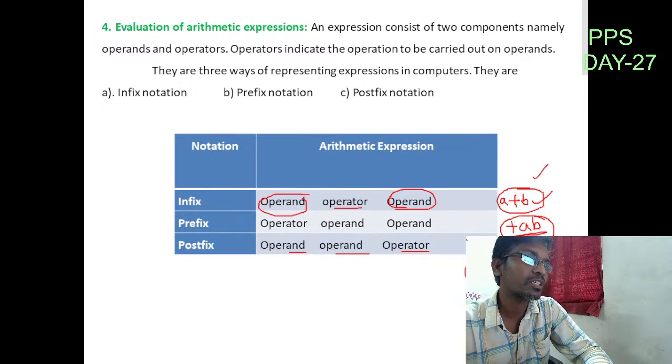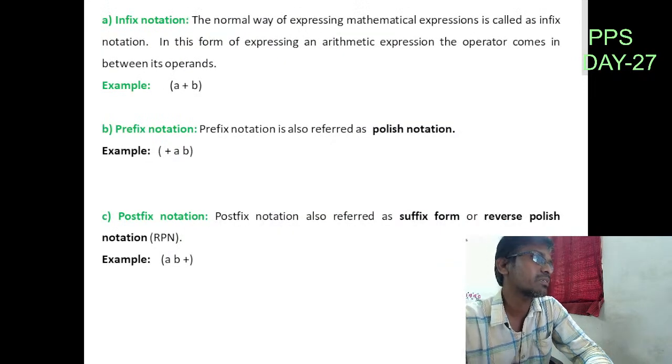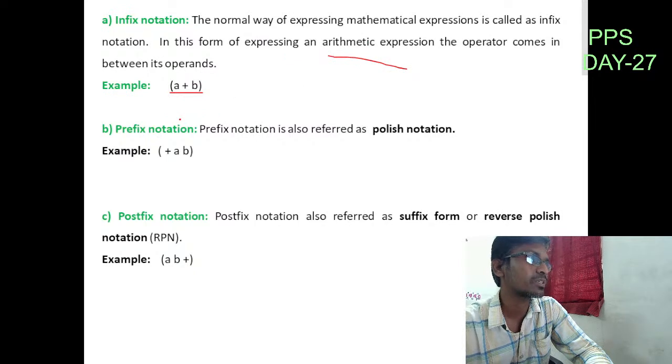So the original expression can be called an infix expression, and if you add the plus operator before the operands, then it is called a prefix expression, and if you add plus after the operands, then it is called a postfix expression. So these are the different types of expression. You have to evaluate the expression with arithmetic operations. So this is an infix expression, a plus b, like a simple arithmetic expression.